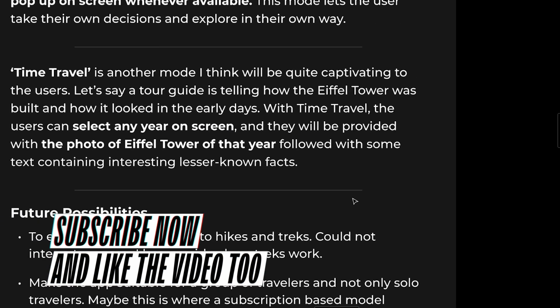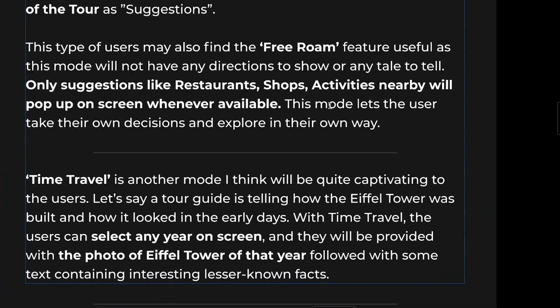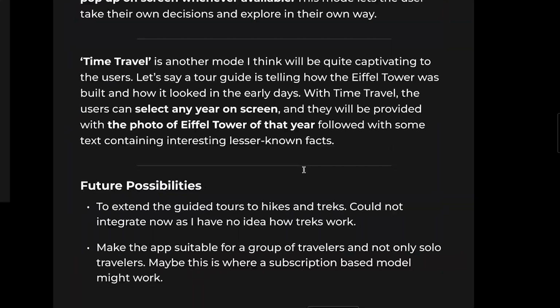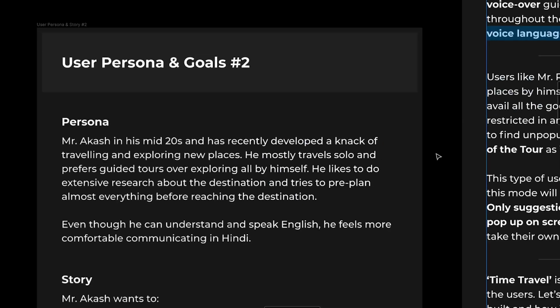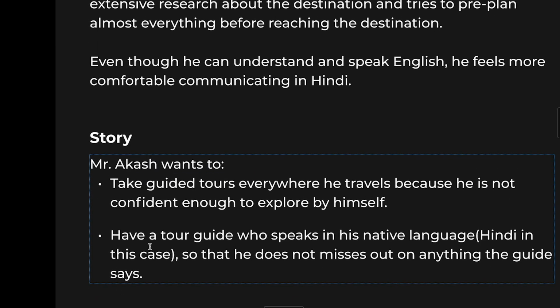So this concept of having to change the language and playback speed is only solving this part where Mr. Akash is unable to speak in his native language and so does not want to miss out on anything the tour guide says. So maybe he doesn't understand the language. It's not about speaking in this case. It's about understanding the language. So this is again incorrect when you say speaks.